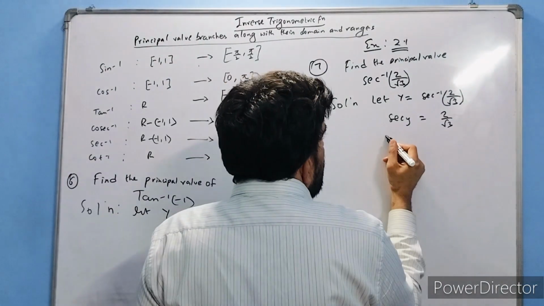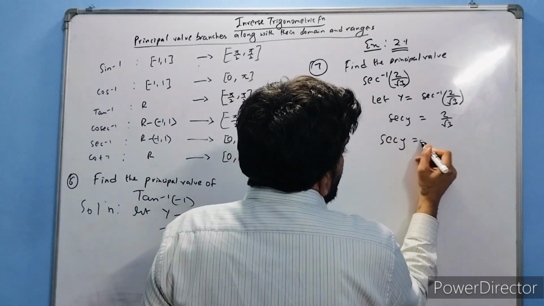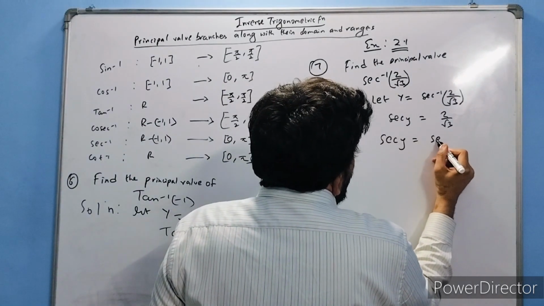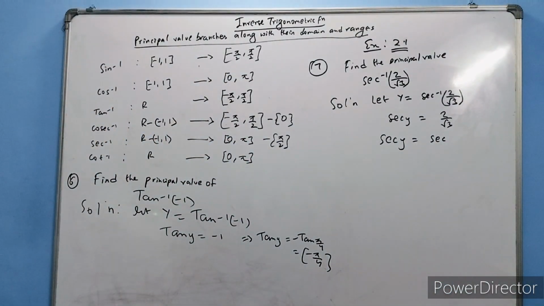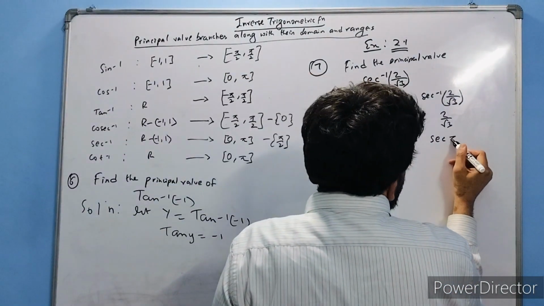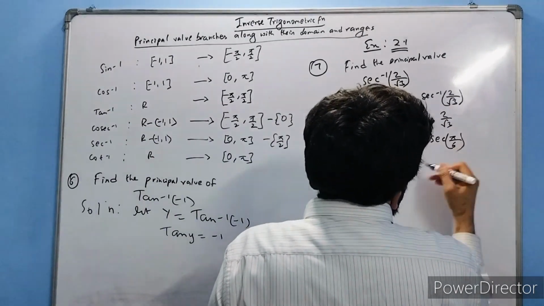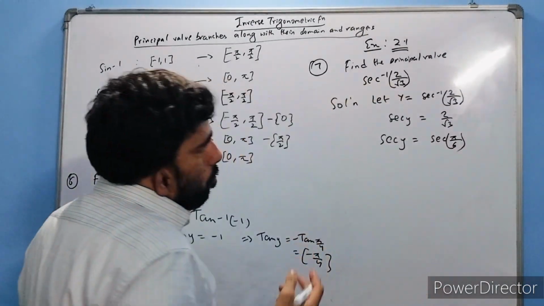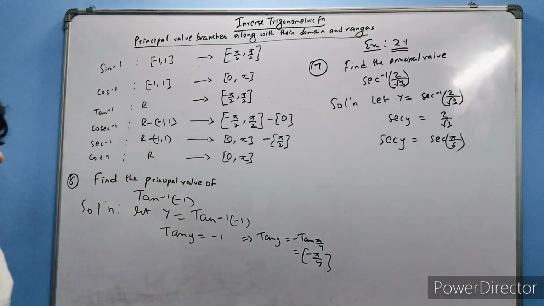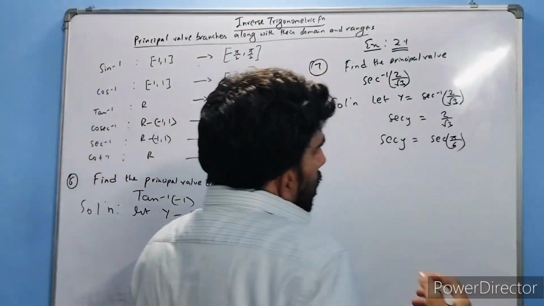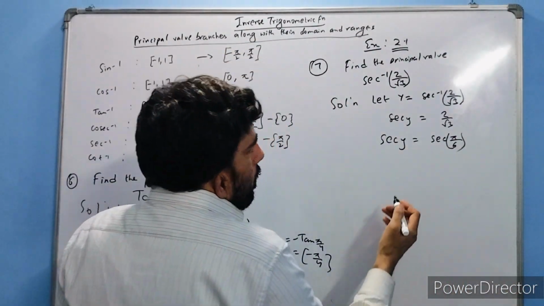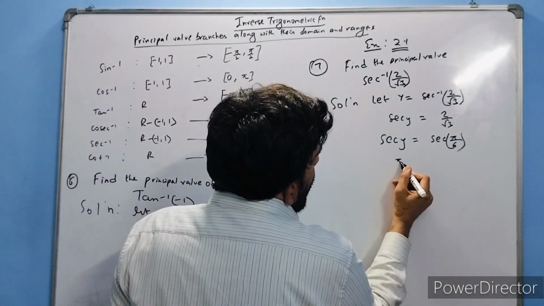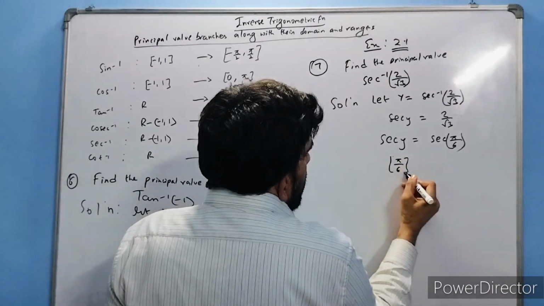So we can write sec y is equal to sec of, we know that root 3 upon 2 is cos 30, so pi by 6. We can easily say pi upon 6. Cos 30 is root 3 upon 2, so sec 30 will be 2 upon root 3, because sec is the reciprocal of cos. So we can easily say that its principal value will be pi upon 6.